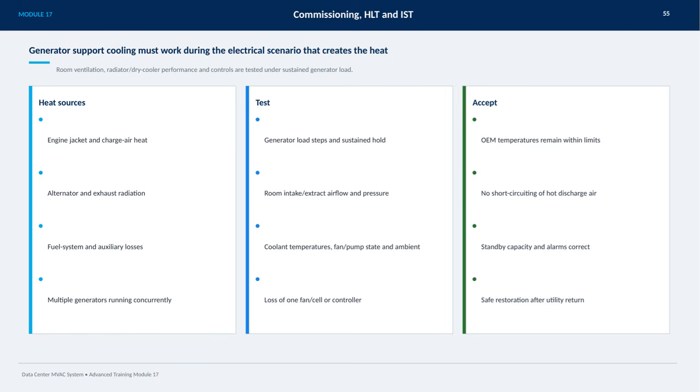During testing, we simulate generator load steps and sustained holds while closely monitoring room intake and exhaust airflow, pressure, coolant temperatures, fan and pump operations, and the ambient environment. We also check the system's response to the loss of a fan, cooling cell, or controller. The goal is to ensure that OEM temperature limits are never exceeded, that hot discharge air doesn't short-circuit back into the room, and that standby capacity and alarm systems function correctly. Finally, the cooling system must demonstrate safe restoration once utility power returns. All these steps ensure reliable cooling performance under the most demanding electrical scenarios.